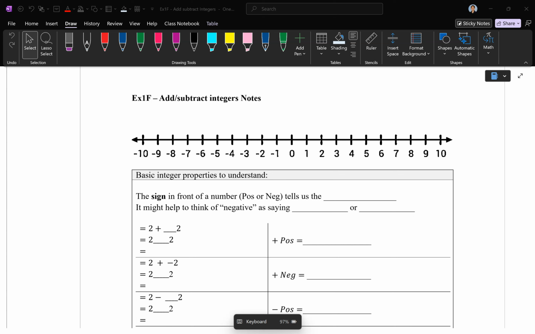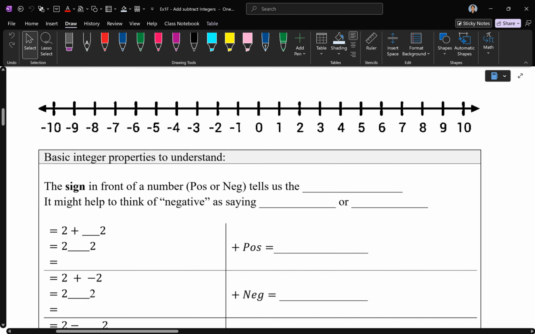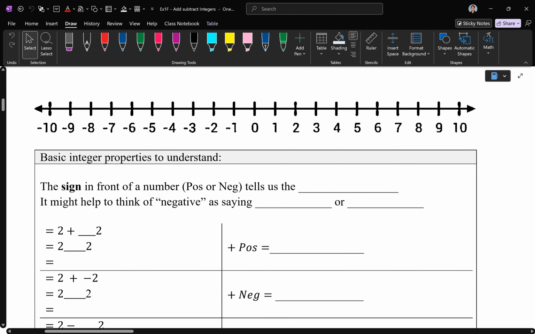What are we looking at? We are doing exactly what you did last week. Exercise 1E was add, subtract negative numbers. Today I'm going to show you what the plus and negative actually means. So here, let's have a look. I put the number line there to help you visualize what I'm saying. I want you to fill this in.